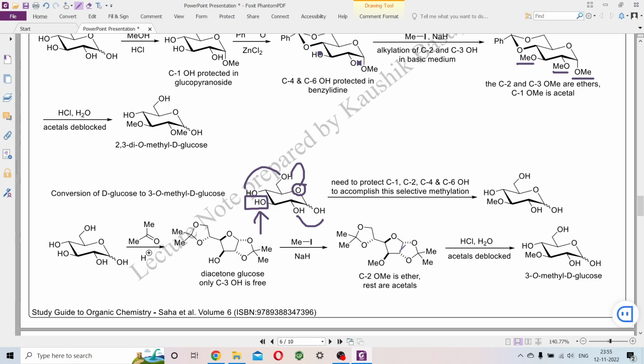So this time you have OH, OH, and this is OH and OH. Now everything is free, so this is a hemiacetal, this will open up and then again close down the ring, but this time it will close down the ring using the C5OH, and you will get the familiar 6-membered ring, but only the C3 oxygen is methylated.